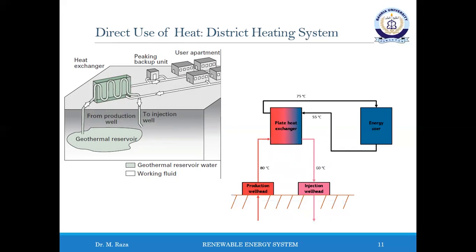Different categories of direct use exist, for example, space and district heating, greenhouse heating, aquaculture pond heating, agricultural drying, industrial use, cooling, snow melting, bathing, and swimming. Advantages of direct use are a widespread resource available at economic drilling depth and the use of conventional well drilling, heating and cooling equipment.